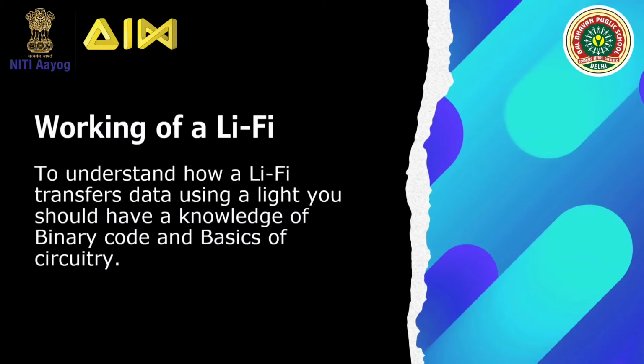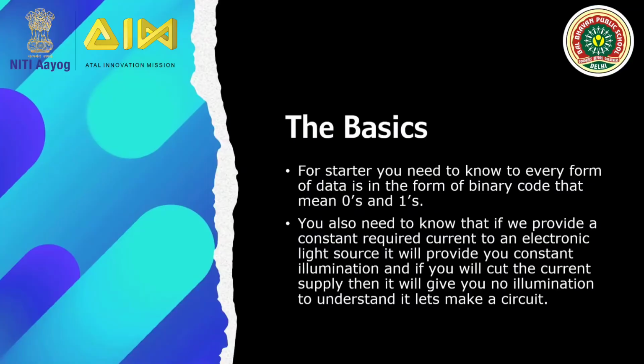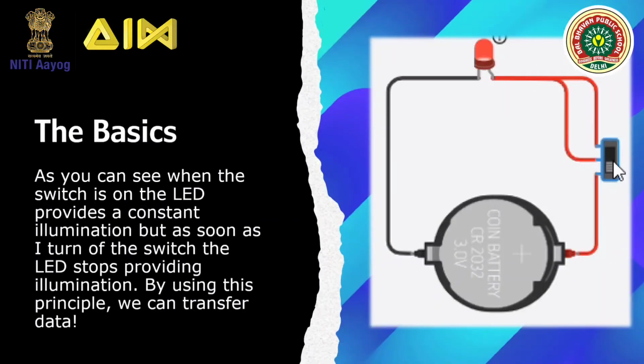To understand Li-Fi, you need the basics of binary code and circuitry. For starters, you need to know every form of data is in the form of binary code. That means zeros and ones. You also need to know that if we provide a constant current to an electronic light source, it will provide you a constant illumination. And if you cut the current, it will provide no illumination.